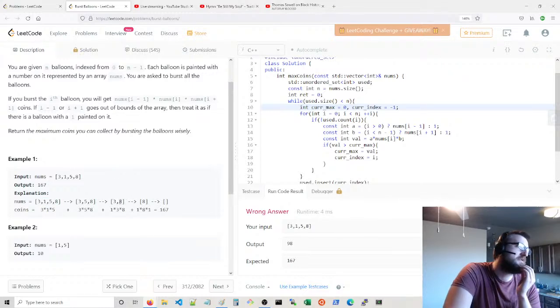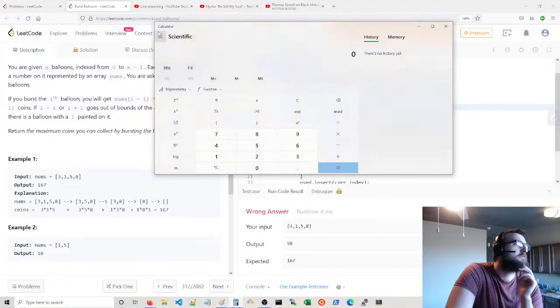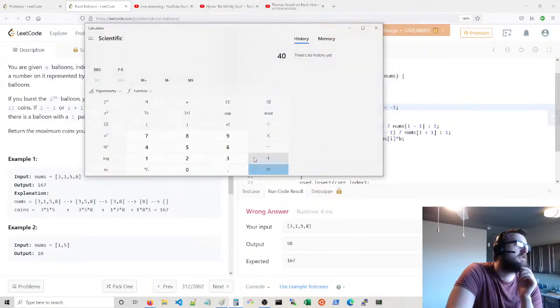Next largest will be 318. Actually, both of these are the same, but you get 24 plus 8. Is that what we did? So 40 plus 24, plus 24 again, plus 8. Yeah.